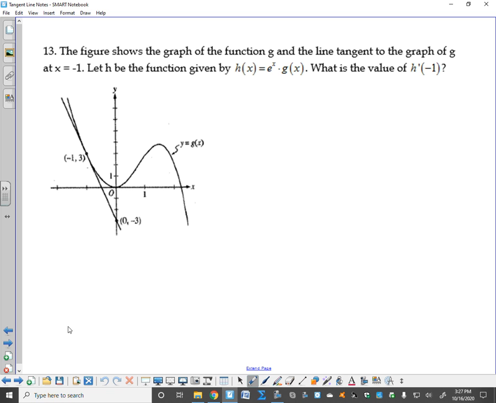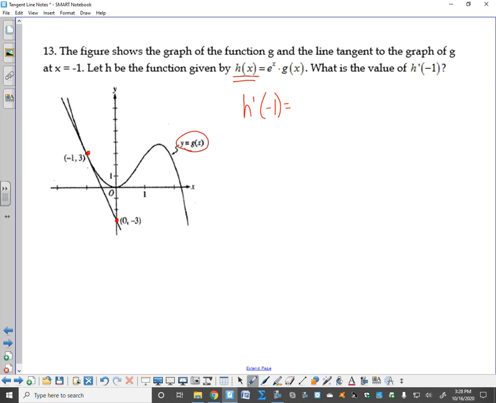So this graph has nothing to do with h. This graph is g of x. Here's the tangent line, and they have given us another point on the tangent line. Now that may be extra information, but I'm just sort of taking in everything I was given. This is h. My goal is to find h prime of -1.